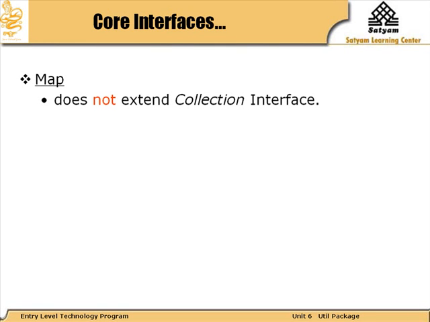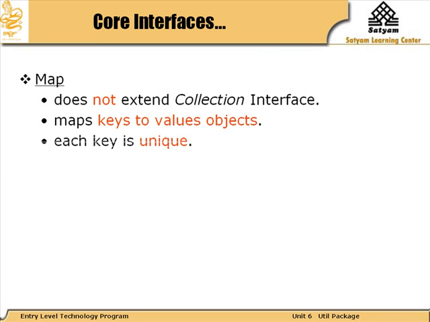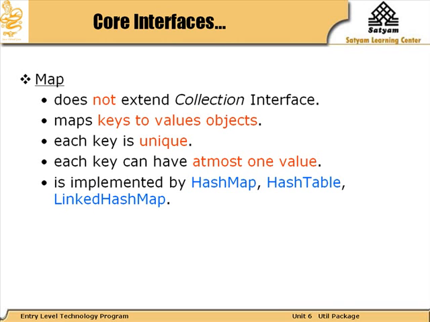Map interface does not extend the collection interface, as discussed in the previous slides. Map interface maps keys to value objects. Each key in a map interface is unique. Each key in a map interface can at most map to one value object. This interface is implemented by HashMap, Hashtable, and LinkedHashMap classes.